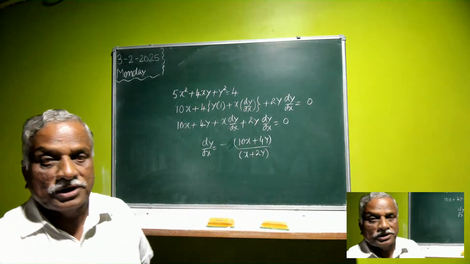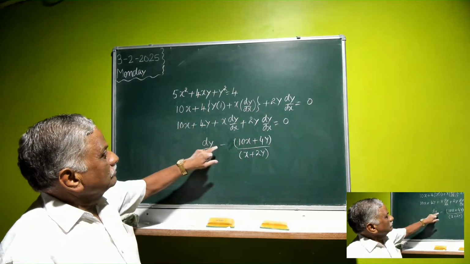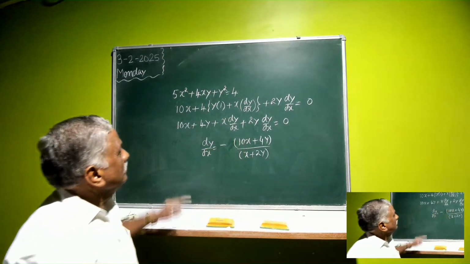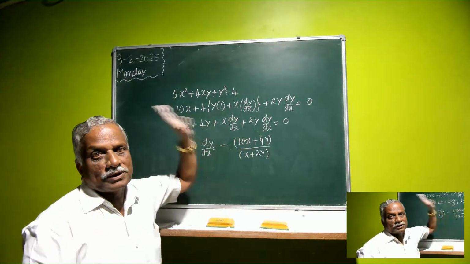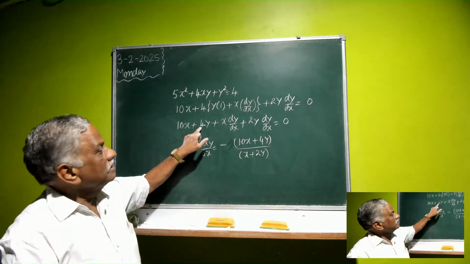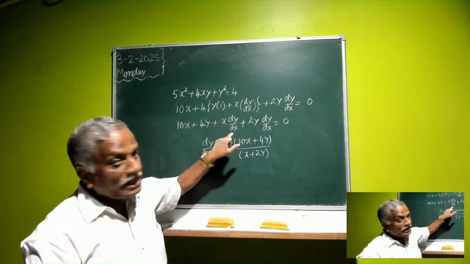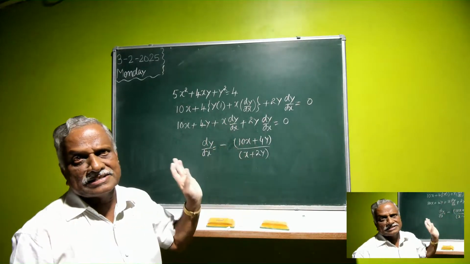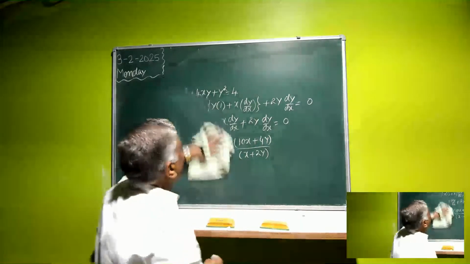Sorry, I got an important phone call. So let me continue. So direct writing is: write a minus sign and put a bracket. The term not multiplied by dy by dx goes to the numerator. So this will go to the numerator. This will also go to the numerator because it is not multiplied. The term multiplied by dy by dx goes to the denominator. Now you can arrange, and see this is a direct way of getting this. So let me go to the next problem.